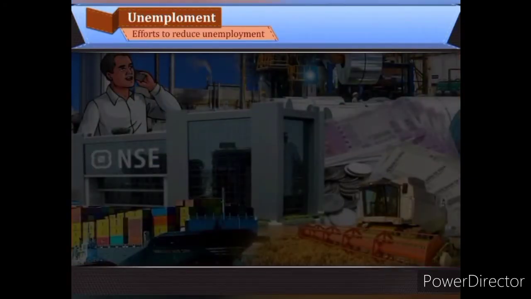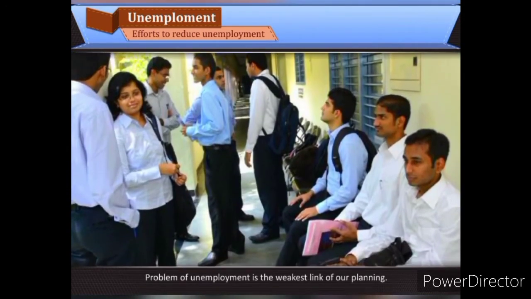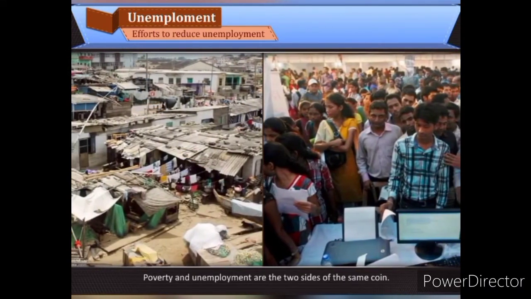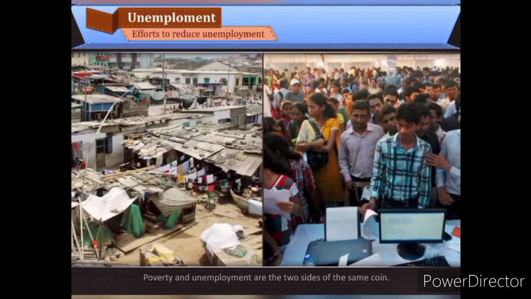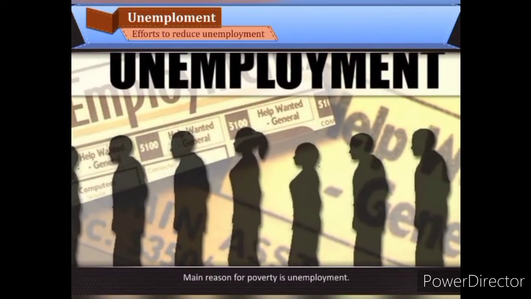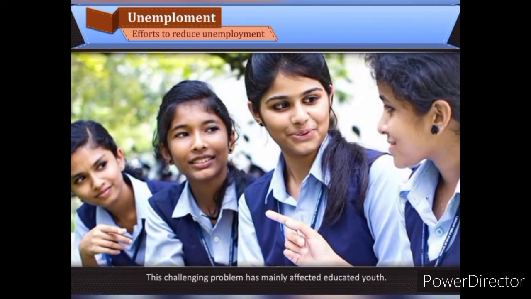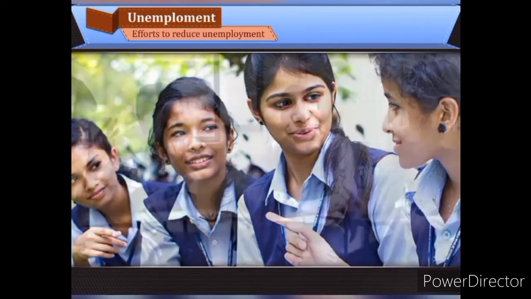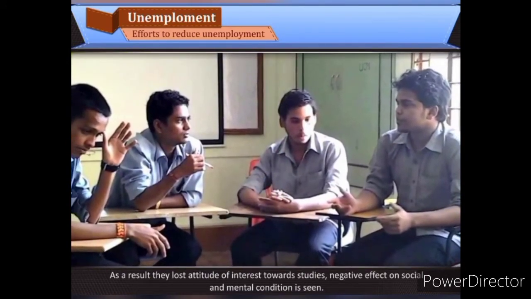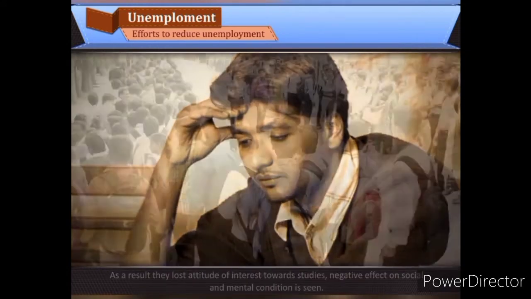Efforts to reduce unemployment. Problem of unemployment is the weakest link of our planning. Poverty and unemployment are the two sides of the same coin. Both are interrelated. Main reason for poverty is unemployment. This challenging problem has mainly affected educated youth. As a result, they lost attitude of interest towards studies. Negative effect on social and mental condition is seen.